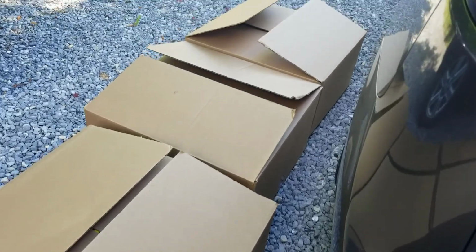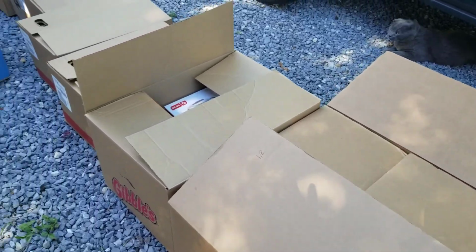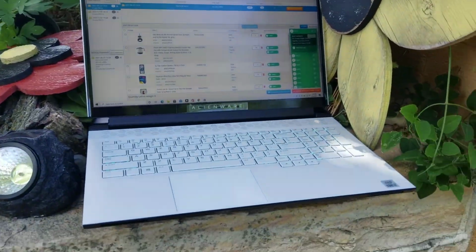Okay, so now you can see I have all my boxes laid out, and there's a total of 13 of them. And if you notice, on each box I have the weights written down, because later we're going to have to input the dimensions as well as the weights. I got my laptop up there.